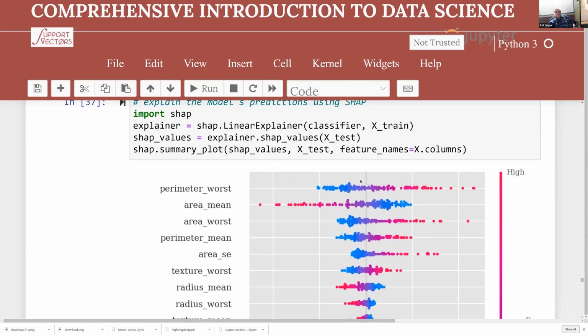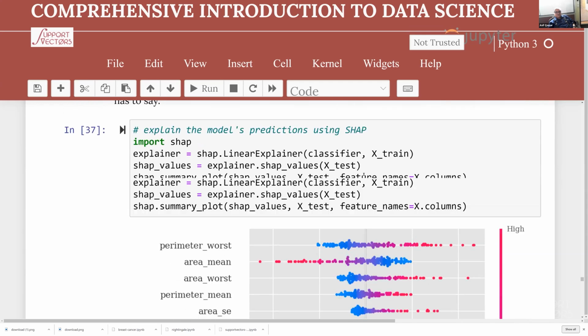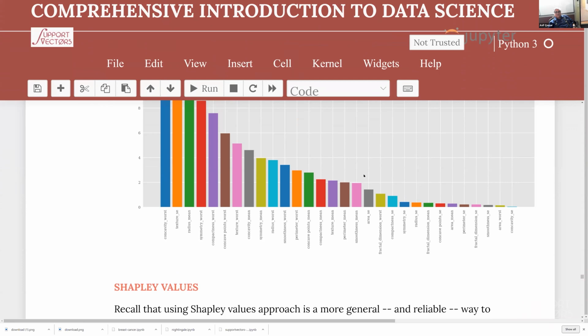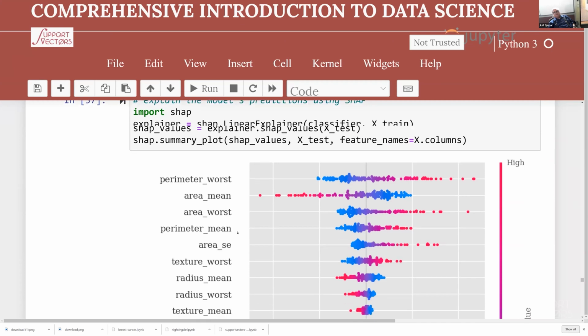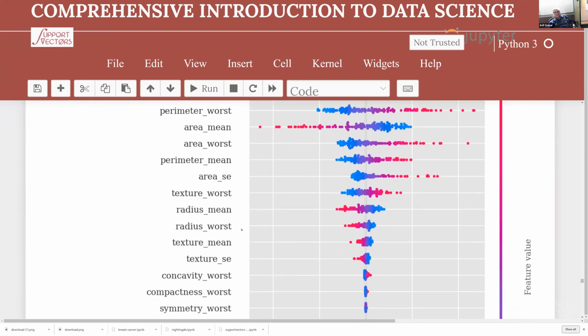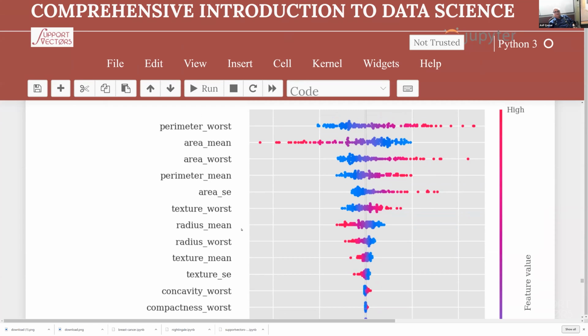you find that the answer is slightly different, actually. The answer that it comes up with is perimeter worst, area mean, area worst, perimeter mean. I'd like you to figure out why this happened. Actually, I'll give you a hint.